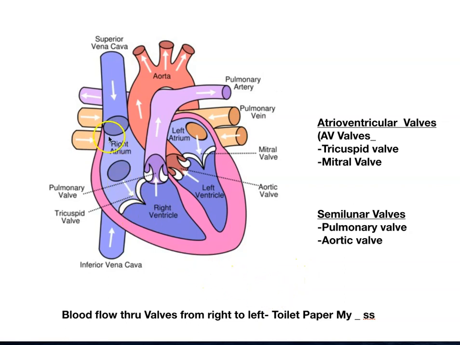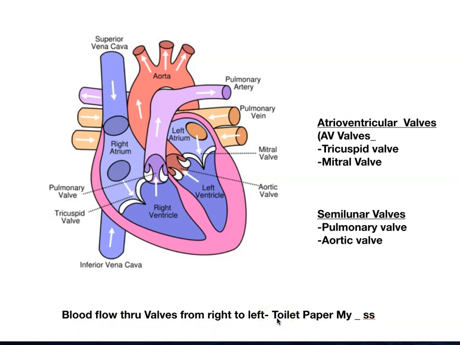So start from the right side of the heart. You're going to go through the tricuspid valve, and then you're going to go through the pulmonary valve. Then on the left side of the heart, you're going to go through the mitral valve and the aortic valve. So blood flows through the valves from right to left.